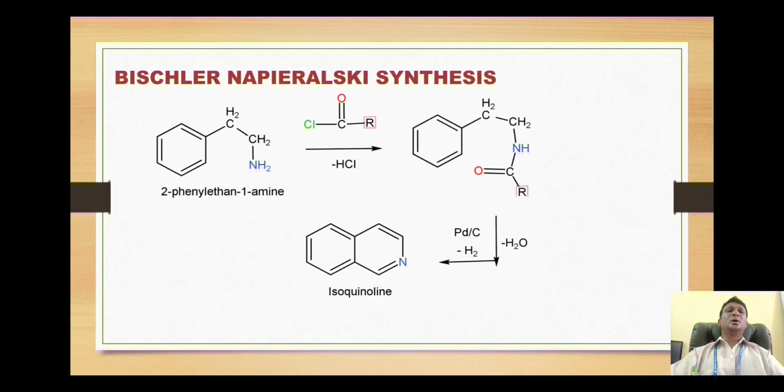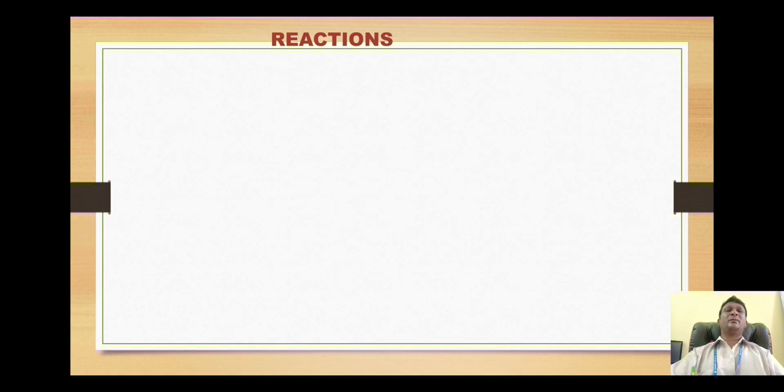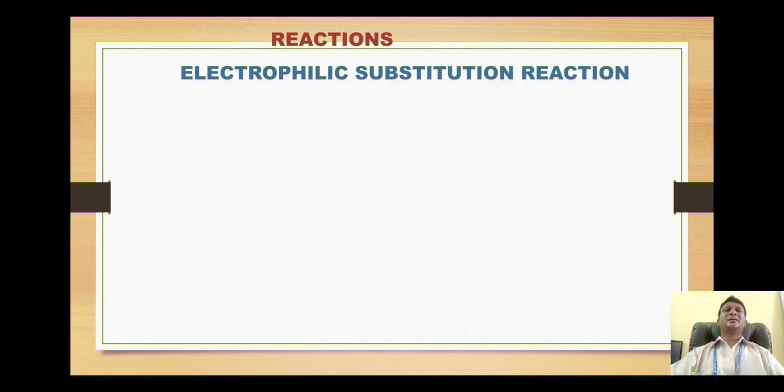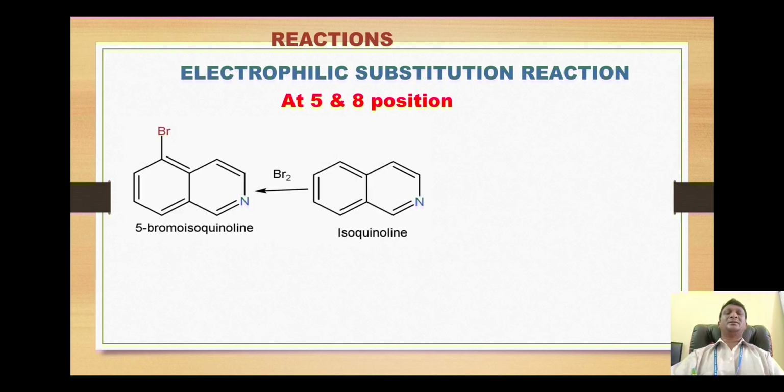Next, move on to the next important topic, that is reactions of isoquinoline. The first reaction is electrophilic substitution reaction, which takes place at position number 5 and at position number 8 of the isoquinoline nucleus. So dear students, let's look at the first example. Isoquinoline, when reacted with bromine in presence of some reagent like FeBr3, the bromine electrophile attacks on position number 5 to give 5-bromoisoquinoline.